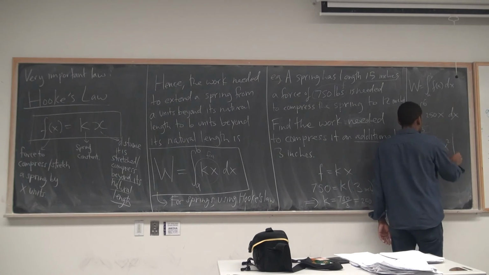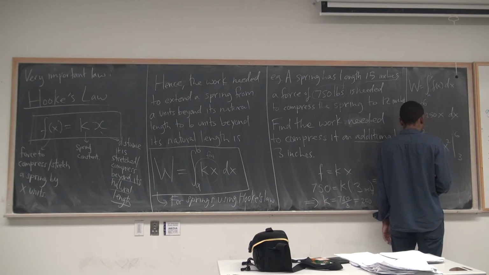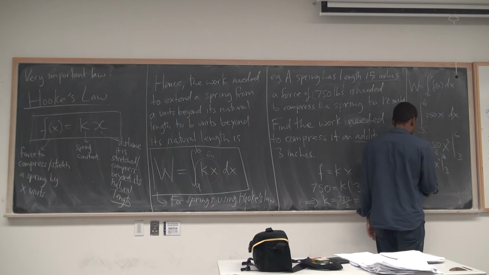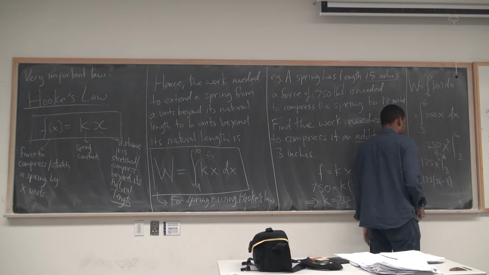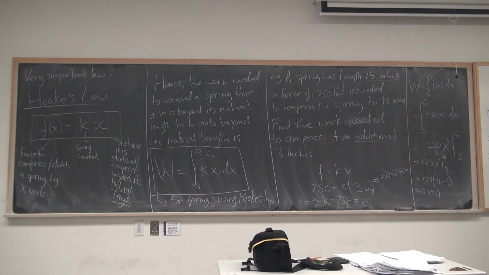Over 2 x squared between 3 and 6. Well, 250 over 2 as well, that's 125. So we have 125 times x squared evaluated at 6 and 3. What do we get now? We get 125 times 36 minus 9, which equals 125 times 27. What are the units here?